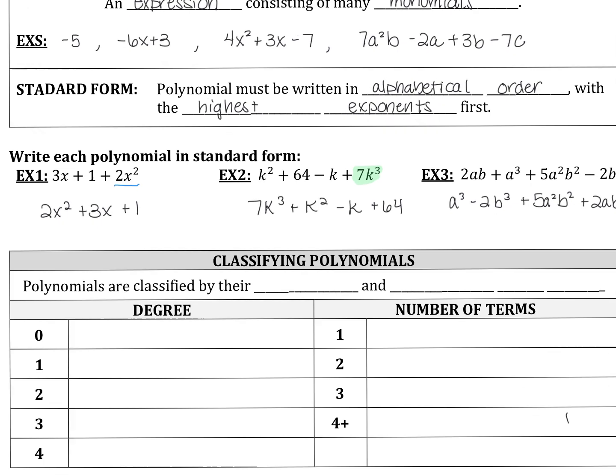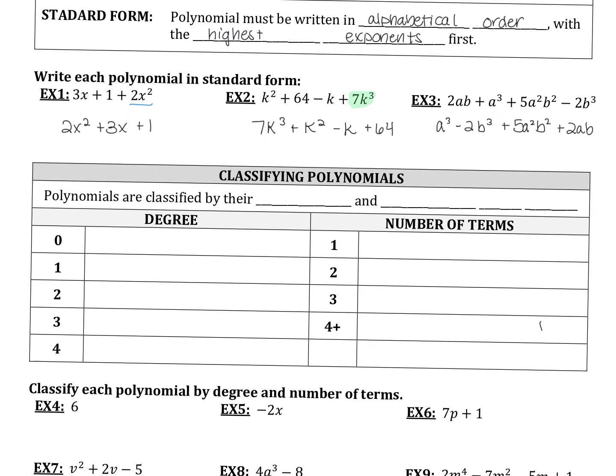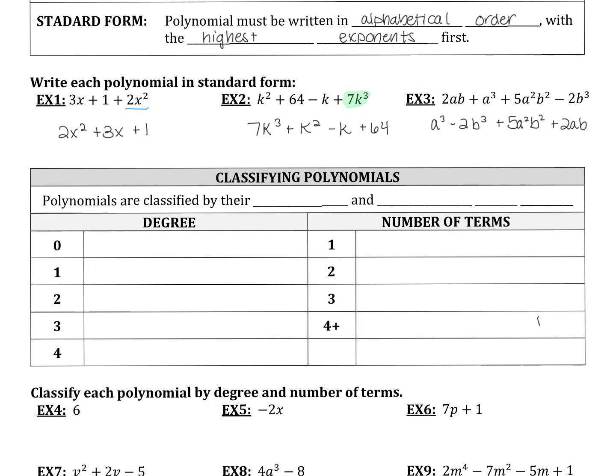The next way that we talk about polynomials is by classifying polynomials. And what I mean by classifying polynomials is we talk about their degree, and we'll define degree here in just a second, and then their number of terms.